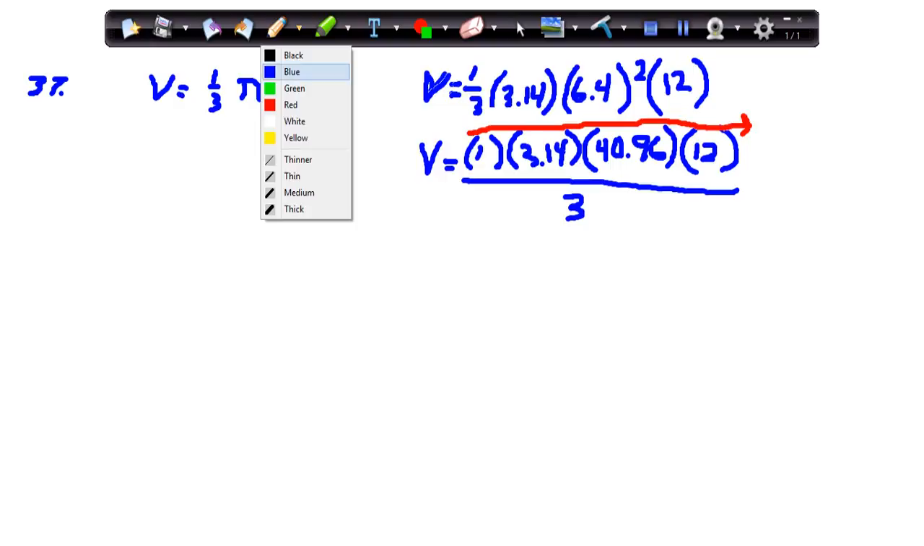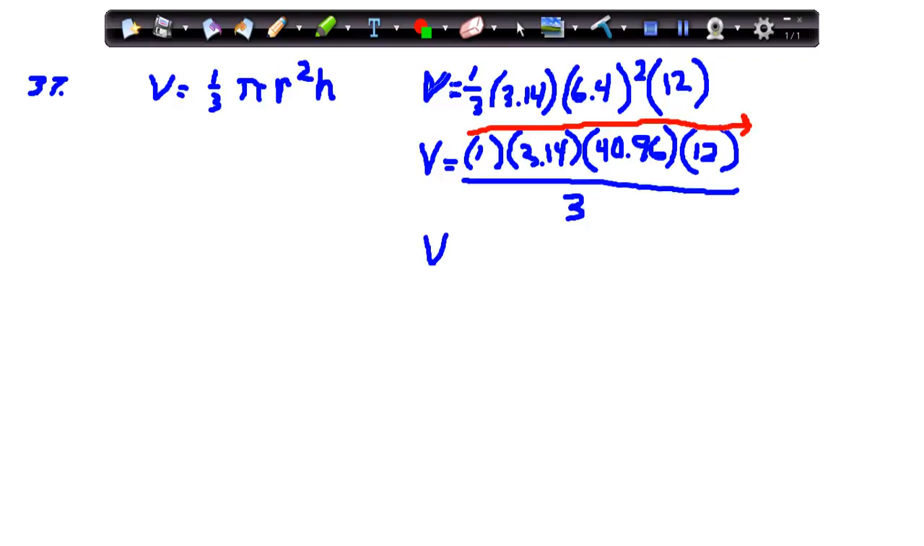Let me get my blue pen. Here's what your answer would be. Go ahead and put it in your calculator. The problem will look like this: volume equals 1543.37 over 3. Bring the 3 on down.